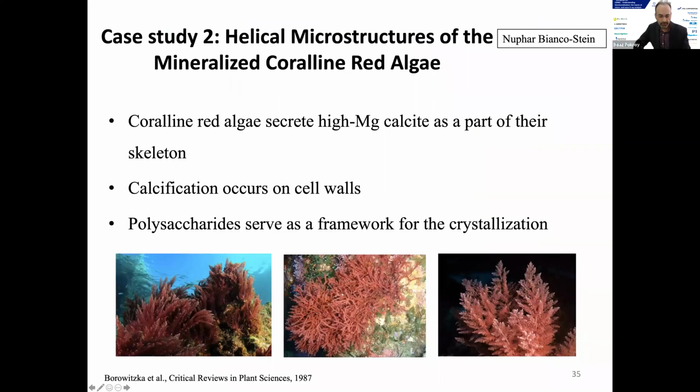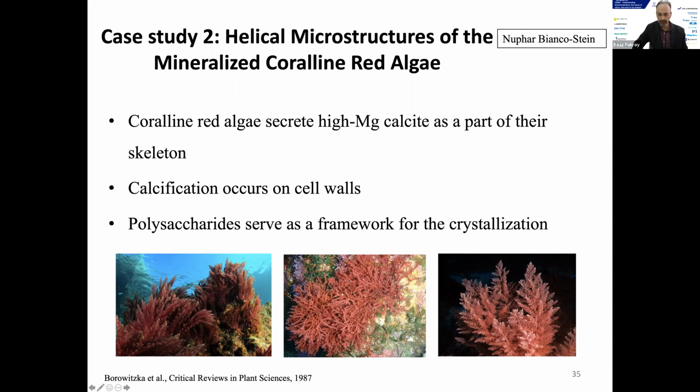Okay, so if I still have time, I will move on to the second case study. And this is the helical microstructure of the mineralized coralline red algae. We studied this structure mainly because it also has high magnesium calcite, and understanding what happens in this structure is quite fascinating. The coralline red algae secretes high magnesium calcite, calcification occurs on the cell walls, and we have polysaccharides that serve as the framework for the crystallization.